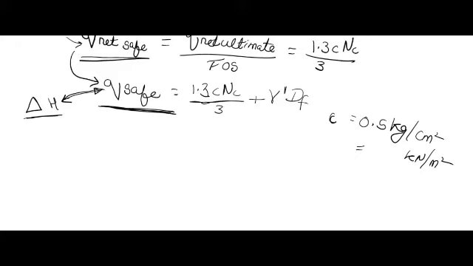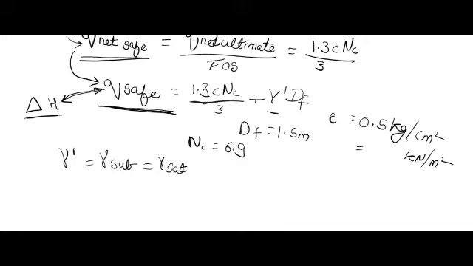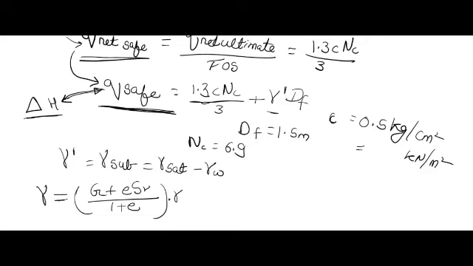Gamma dash and depth of foundation is given as 1.5 meters, so it's not an issue. And C is given as 6.9, so it's not an issue. What we have to find is gamma dash, that is gamma submerged. Gamma submerged is nothing but gamma sat minus gamma w. Gamma, that is bulk density, is given as (G plus e S_r) by (1 plus e) into gamma w.